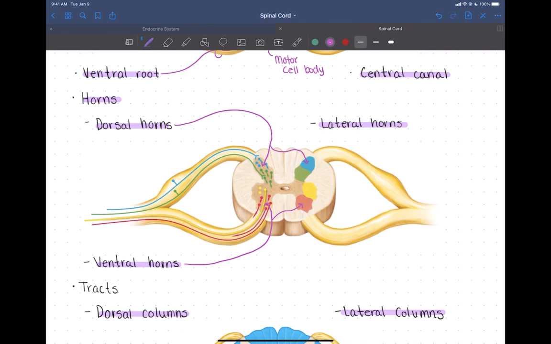And then on some sections of the spinal cord, primarily in the thoracic region, there are also lateral horns. They're just going to be on the side like this yellow patch here. These are going to be important when we talk about the autonomic nervous system, so don't worry about those as much now. Just know that it's called the lateral horn, and we'll talk about its function later. Okay, so we have dorsal horns, ventral horns, and lateral horns.